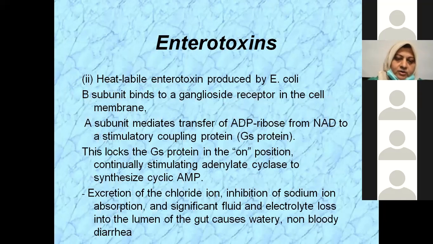Then there are enterotoxins that are heat labile, and they're produced by Escherichia coli. Again A and B subunits, and the A subunit mediates transfer of ADP ribose to a stimulatory coupling protein, the GS protein. It locks the GS protein in the on position and it stimulates adenylate cyclase to synthesize cyclic AMP. And you know what cyclic AMP does? Huge excretion of chloride ions and fluid and electrolyte loss. So the gut causes watery non-bloody diarrhea.